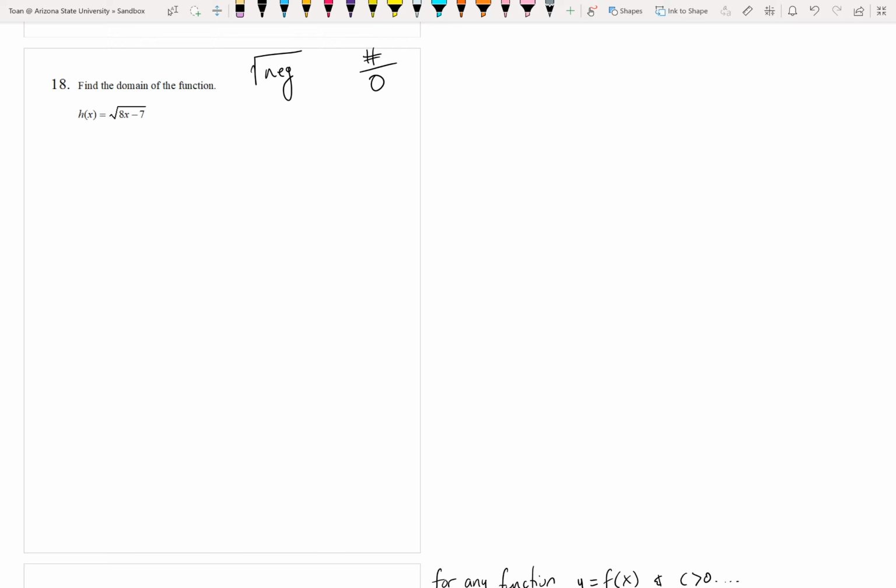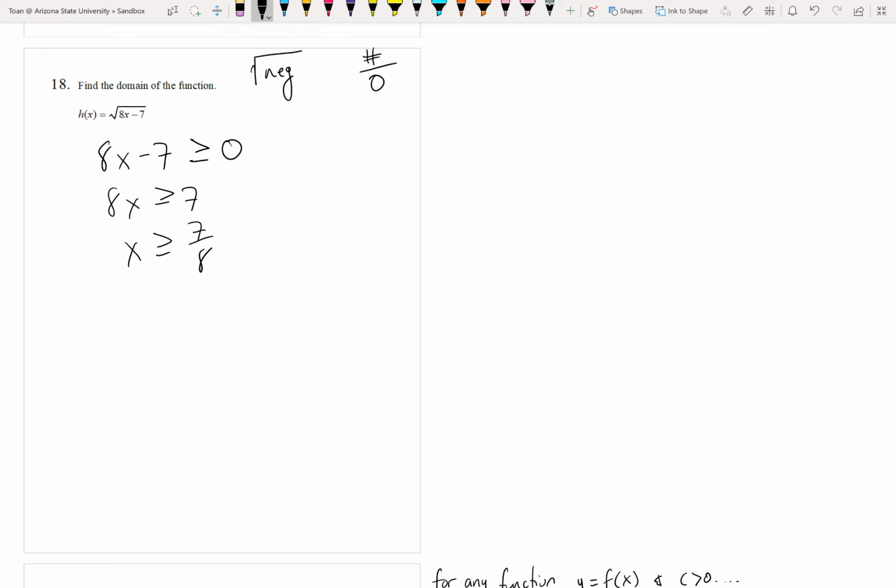So you basically write down what you want. I want to make sure that the stuff inside the radical is not negative, and in math, to be not negative is to be greater than or equal to 0. Then you just solve that inequality. Add 7 to both sides, divide out by 8. That's pretty standard linear inequalities.